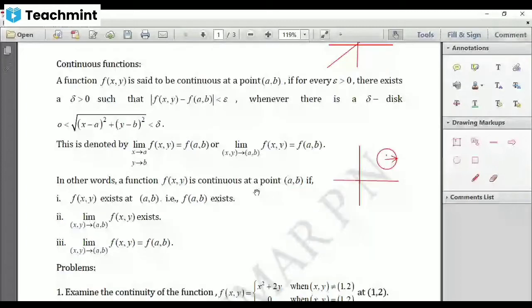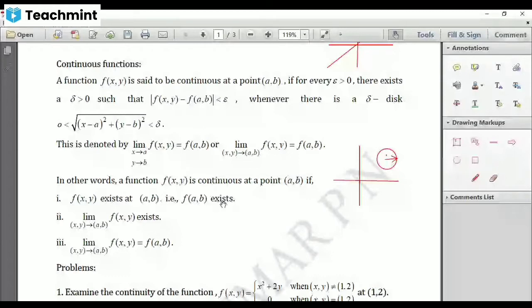A function f of xy is said to be continuous at a point if that function is defined at that point. That means if you put x equal to a and y equal to b, you'll get f of ab. That must be finite. Right? That must be finite. So that is f of ab exists. That is the first condition for continuity. So if you want to say a function is continuous, the value of the function at that point should exist. F of ab should exist.